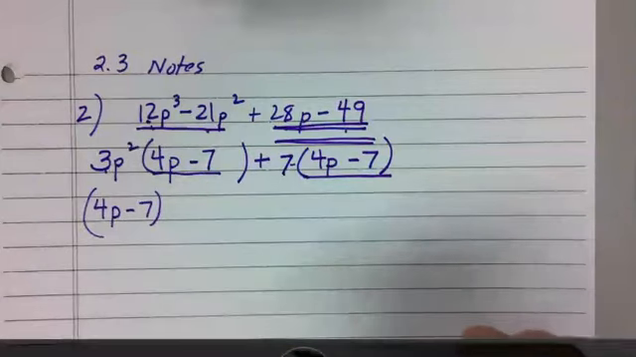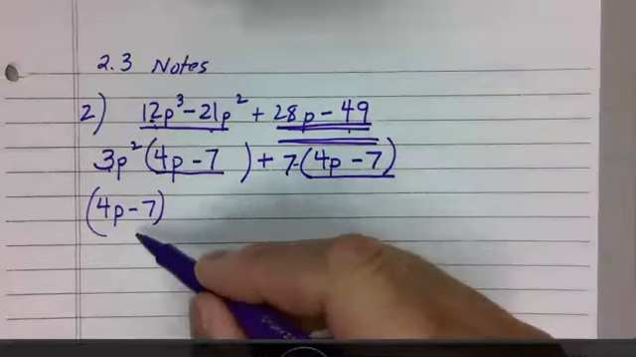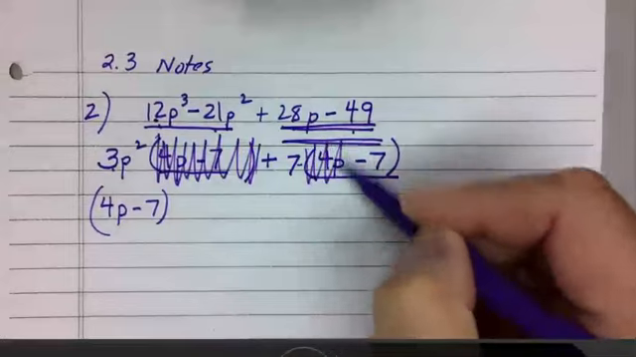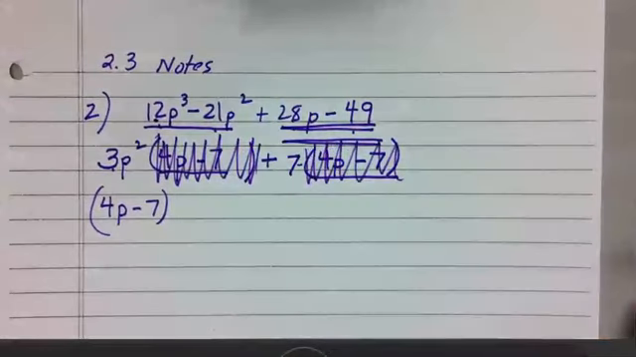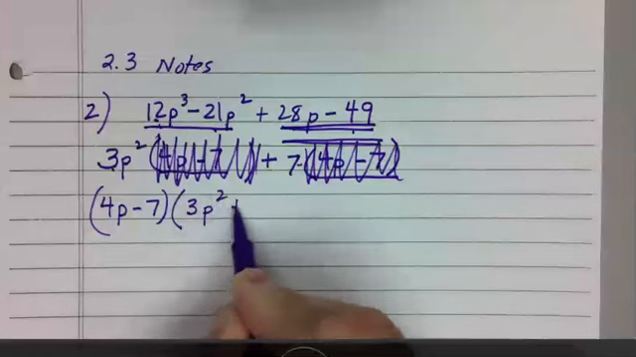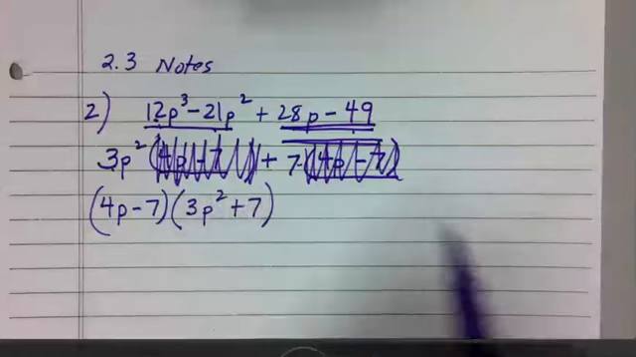And then what my teacher used to do to me is after I factored out that 4p minus 7, he would go like this, and he'd say, what's left over? 3p squared plus 7. And there it is.